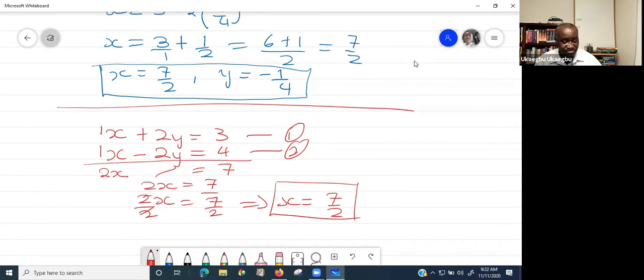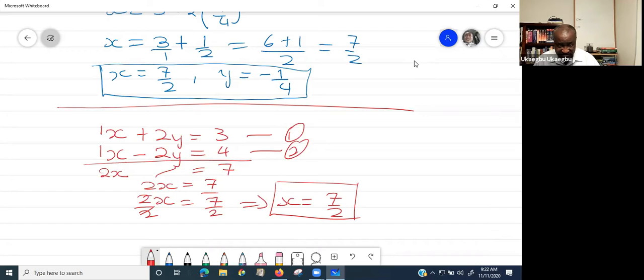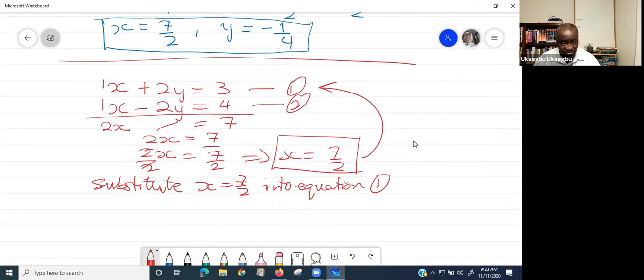So in this particular example, elimination is actually faster. Now, since you have obtained your x, you will substitute the value of x into either equation 1 or equation 2. It doesn't matter. All right? So let's use equation 1. Let's substitute, some of you call it plug in, x equal to 7 over 2 into equation 1. If you do that, that is going to give you 7 over 2 plus 2y equal to 3. So in this case, you are going to solve for y, right?